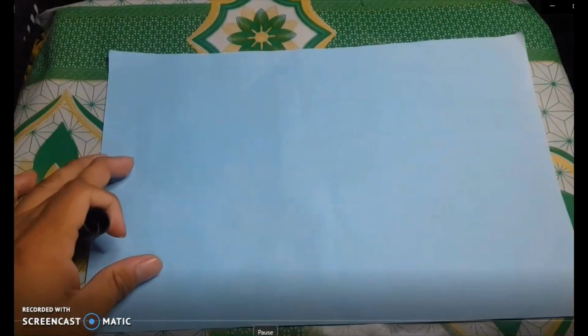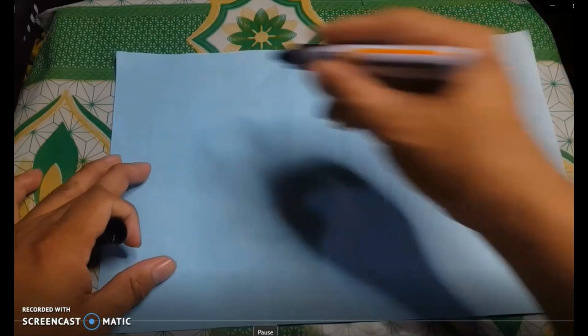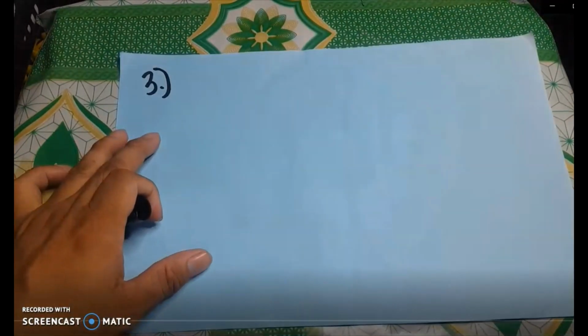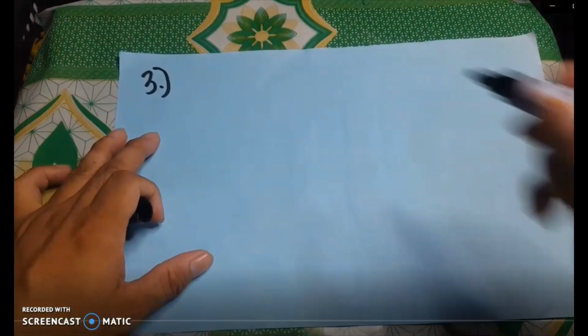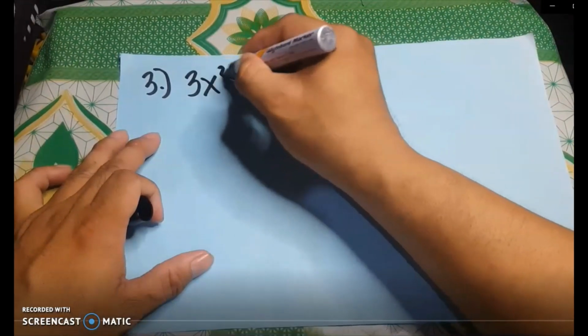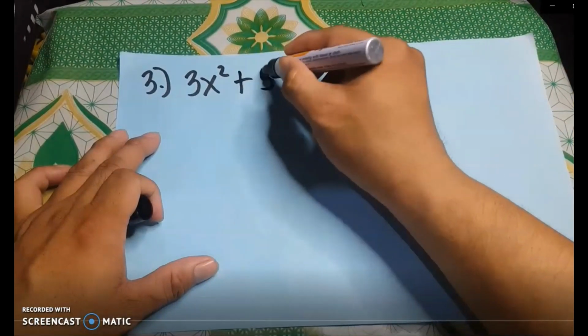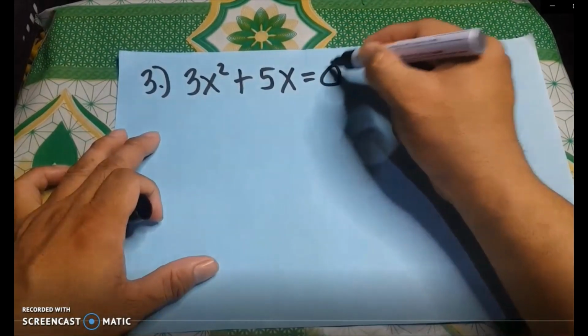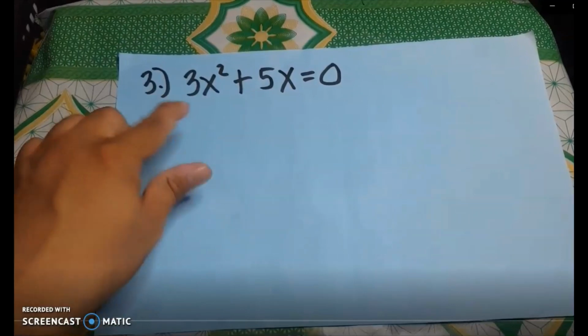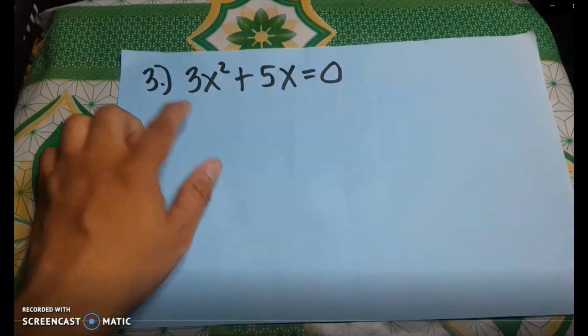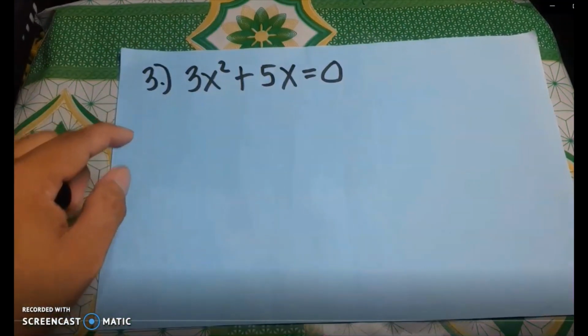What if your given quadratic equation is like this? So let's have example number 3. So we do have 3x squared plus 5x is equal to 0. Looking at the given quadratic equation, it is a quadratic equation where c is equal to 0.